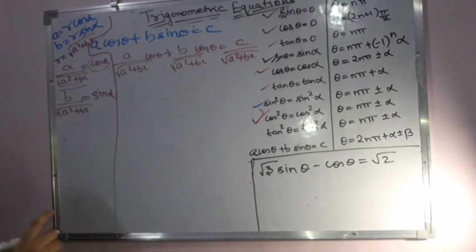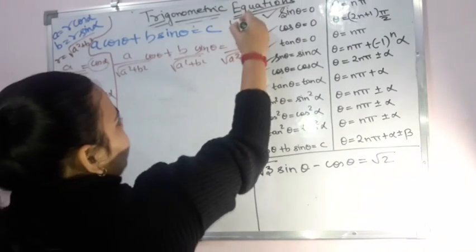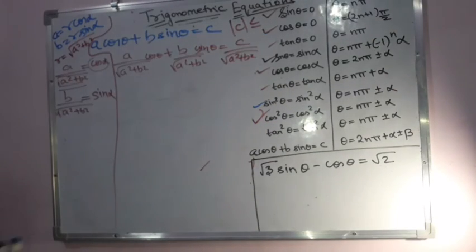There is one particular condition over here, that the modulus of c will be less than or equal to under root of a square plus b square. Please remember this condition. The mod of c is less than or equal to what? Under root of a square plus b square. Now see from here.